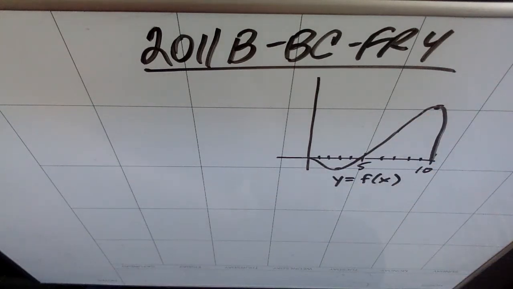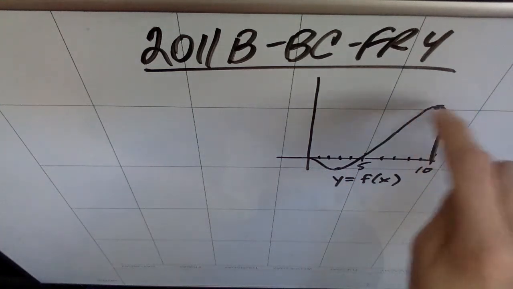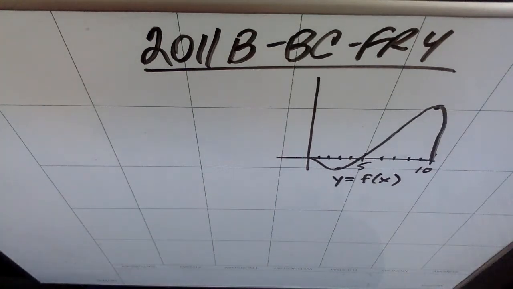The function f has exactly 2 critical points. They are located at x equals 3. So at x equals 3, there's a horizontal tangent, and at x equals 8, there's a horizontal tangent. Great. Find the average value of f on the interval from 0 to 5.